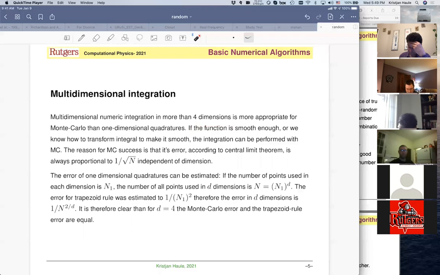Now, how do we see that? First, if the function is smooth enough, or we know how to transform the integral to make it smooth, the integration can be performed with Monte Carlo.